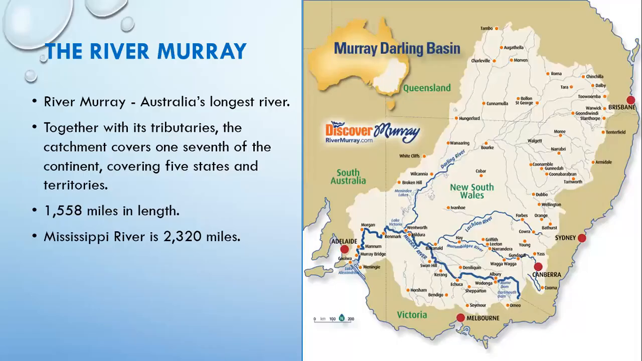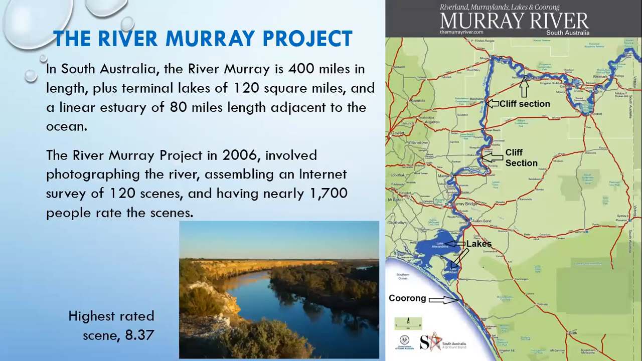The River Murray is the largest river in Australia, with its catchments going right up into Queensland, covering about 1/7 of the continent. It's about 1,558 miles in length, which isn't as long as your Mississippi, but it's Australia's longest river. I'm interested in looking at the section of it in South Australia, which is just a little section at the end. The South Australian section of the River Murray is about 400 miles long. It also includes these terminal lakes, Lake Alexandrina and Lake Albert, and also a linear estuary going along the coast.